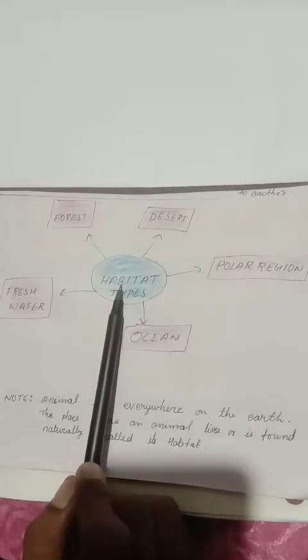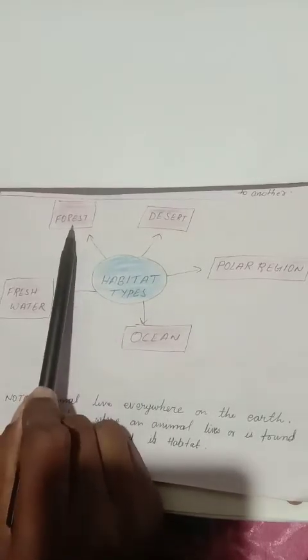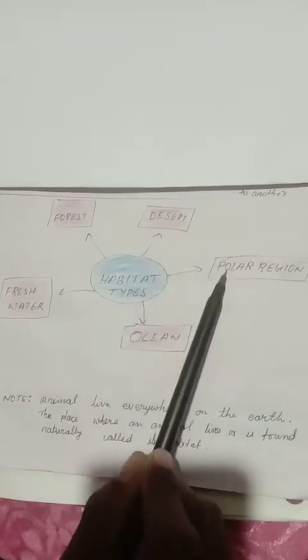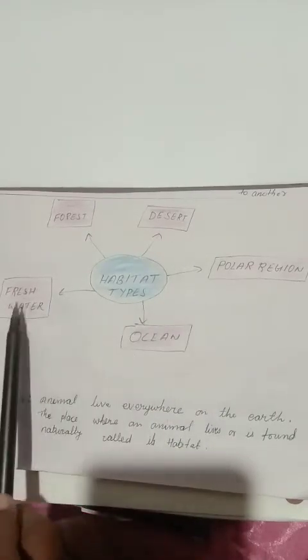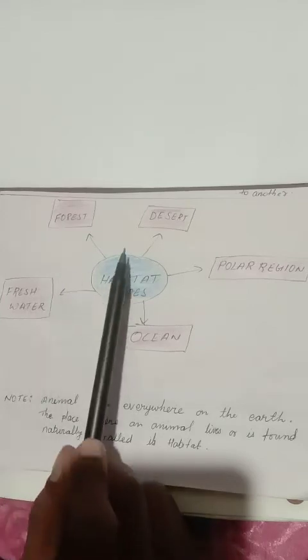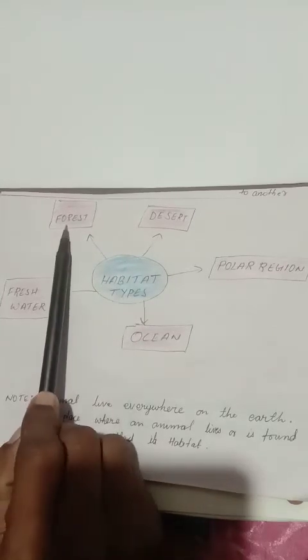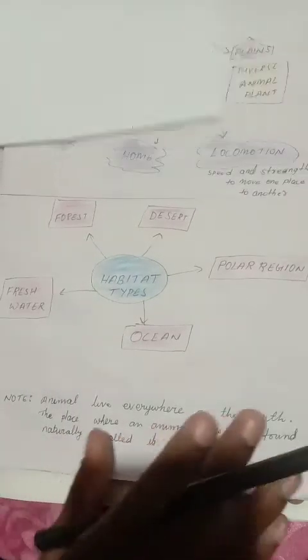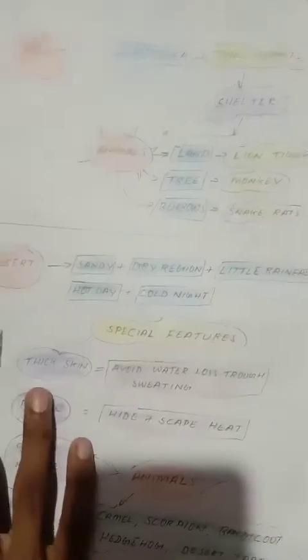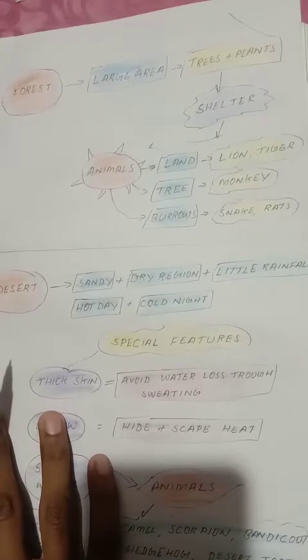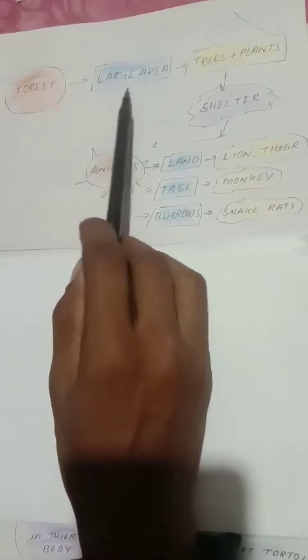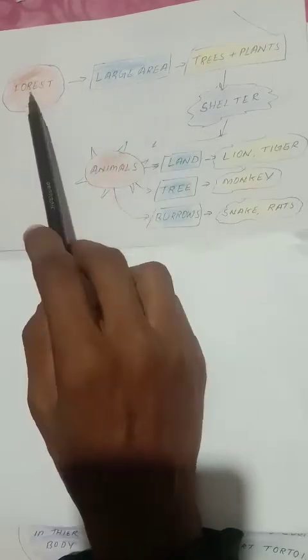How many types of habitats do we have? Forest habitat, desert, polar region, ocean, and freshwater. Now let's try to understand the forest habitat. A forest is a large area with trees and plants.